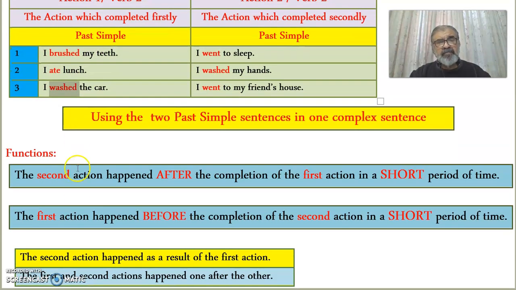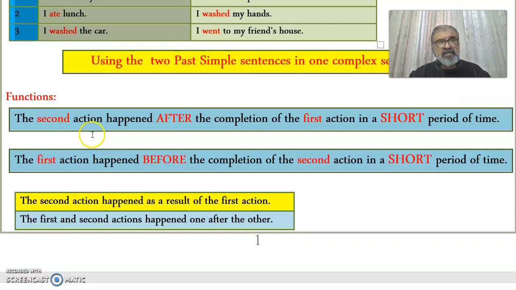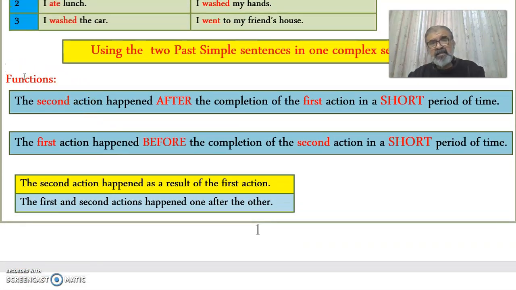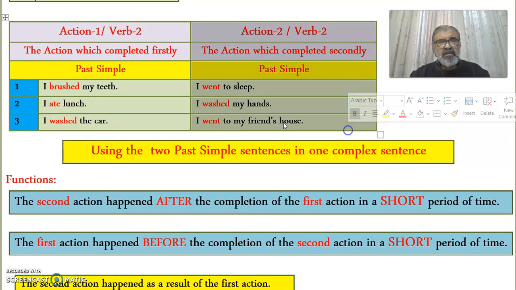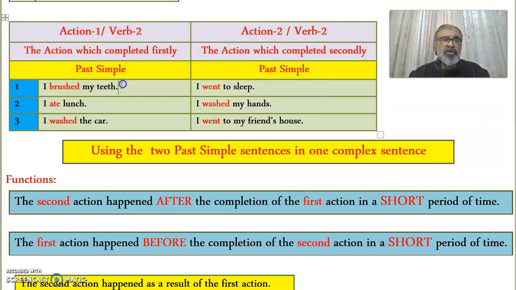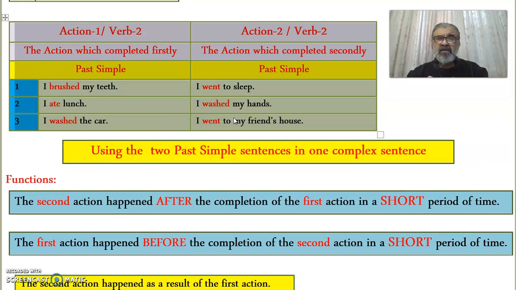Or you could also say that the second action happened as a result of the first action. Again, these are the second action, these are the action 2 actually. So they happened as a result of action 1. Or you could say the first action and the second action happened one after the other. You brushed your teeth, then you went to sleep. You ate lunch, then you washed your hands. You washed the car, then you went to your friend's house.